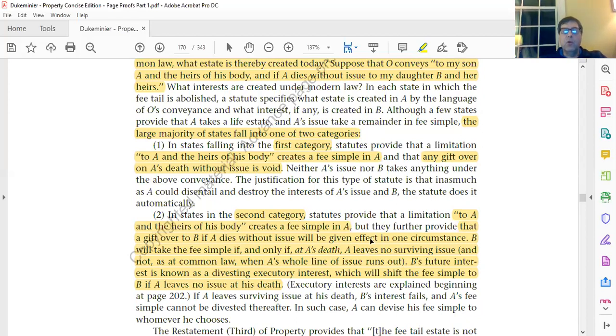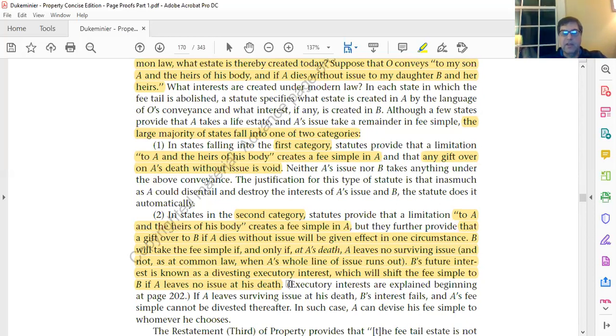And they say, we're not going to focus on an indefinite failure of issue. We're going to focus on a definite failure of issue at a particular point in time. And so they look to see whether A has issue at A's death. And if A has issue at A's death, then the interest in B is eliminated, it's void, it can never become possessory. But if at A's death, A does not have issue, then the interest in B becomes possessory.